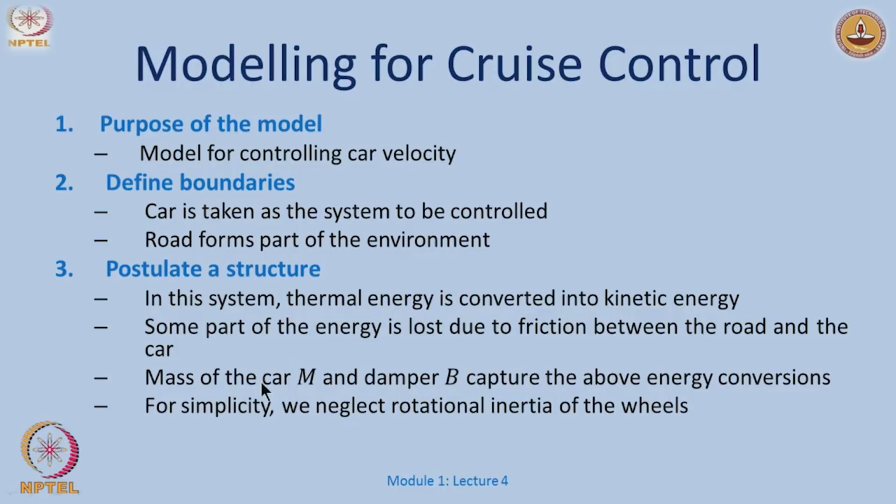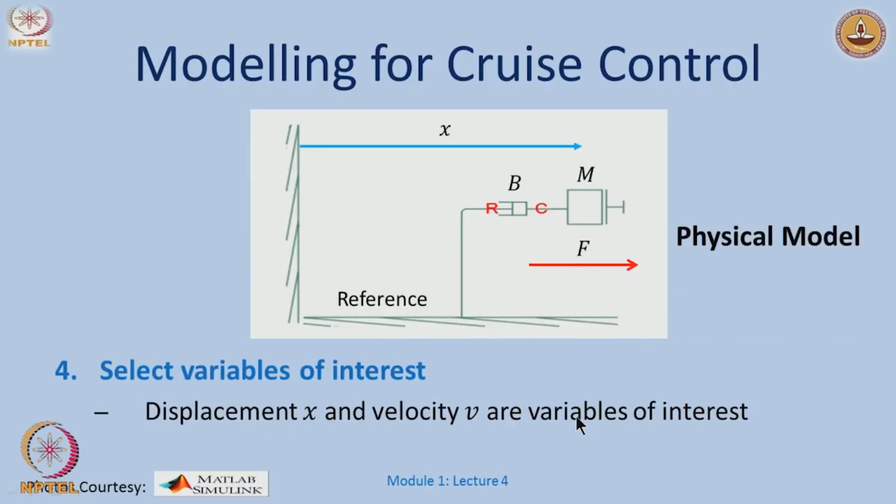So the car would have a certain mass, right, and then since we already said that there is some energy lost, there should be some kind of a damping element introduced in the model, right, before we write down the relevant energy conservation or force conservation law. And also, to keep it simple to begin with, we will neglect the rotational inertia of the wheels. Okay. So once I do this, I would like to select some basic variables of interest, right.